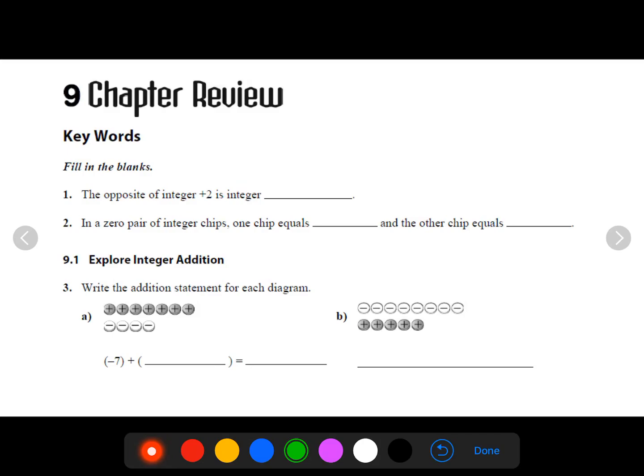Chapter 9 review. We'll start with some keywords, filling in the blanks. The opposite of integer positive 2 is integer negative 2. In a zero pair of integer chips, one chip equals positive 1, and the other chip equals negative 1.